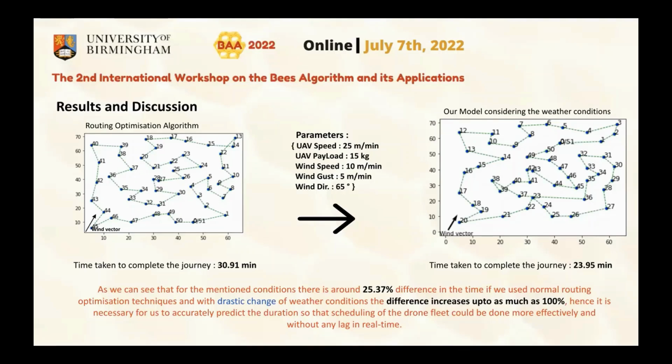Initially, we are not taking care of weather impacts on routing, and the total time taken to complete the whole journey is around 32 minutes, as you can see in the slide. But in our optimized approach, it comes down to 24 minutes. That is around a 25% reduction in travel time. Here, the wind is helping to complete its mission. Maybe with another weather parameter, it will not. So our main aim is not always to reduce the travel time. It is more about accurately predicting the duration so that scheduling can work efficiently.